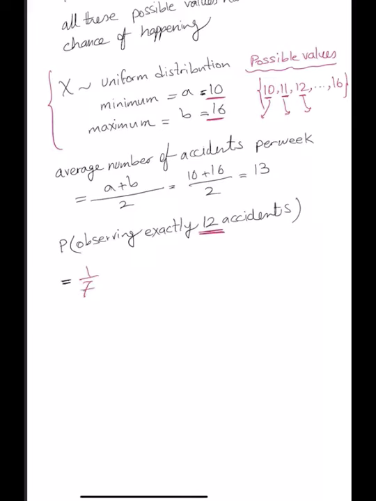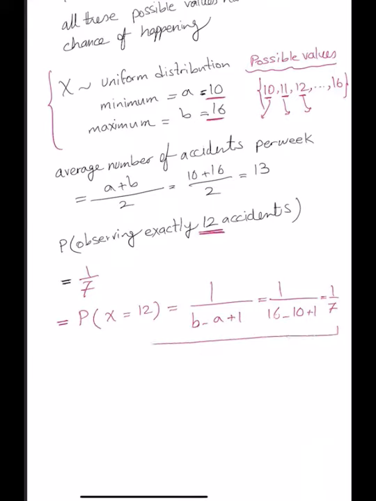But I can also calculate that using the formula. That's probability of this random variable getting the value of 12. So the probability mass function, which is 1 over b minus a plus 1, right? 16 minus 10, 6 plus 1, that's 1 over 7. Okay, so that's how the formula is used. That's how intuitively we calculated that value.